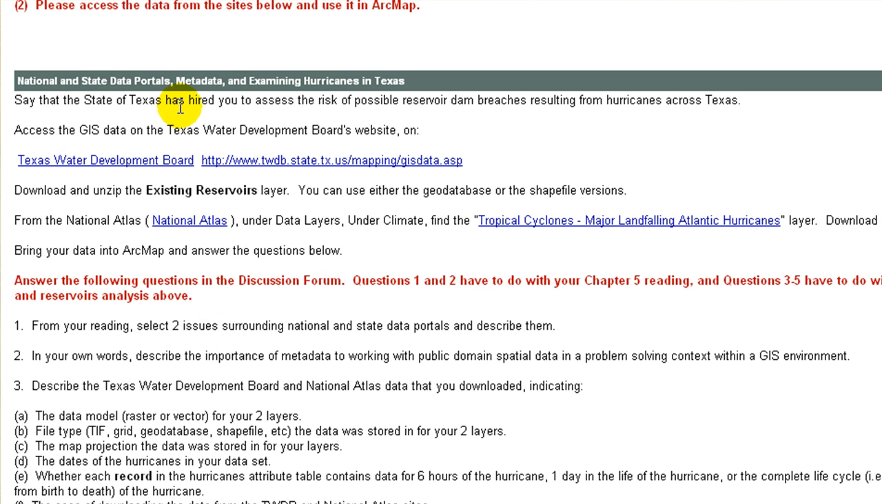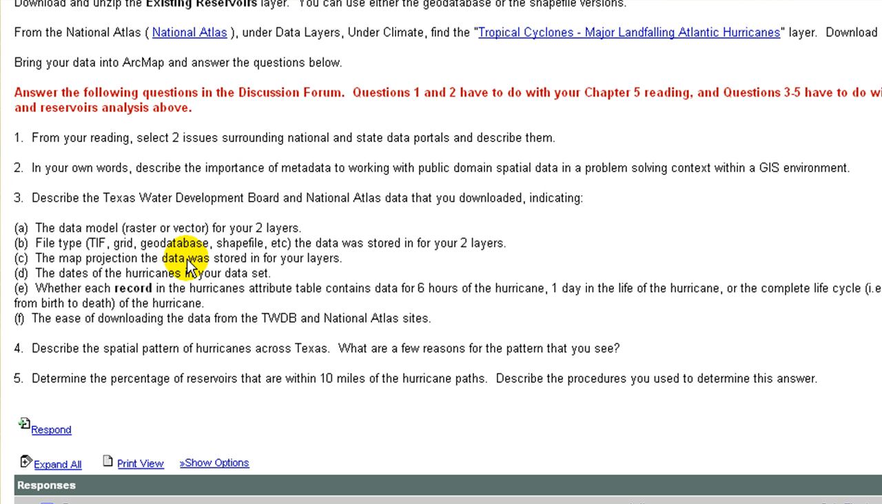Say that the state of Texas has hired you to assess the risk of possible reservoir dam breaches resulting from hurricanes across Texas. Access the GIS data on the Texas Water Development Board's website. Download and unzip the existing reservoirs layer. From the National Atlas under Data Layers, find the Tropical Cyclones Major Landfalling Atlantic Hurricanes layer. Download and unzip. Bring your data into ArcMap and answer the questions below. From your reading, select 2 issues surrounding national and state data portals and describe them.